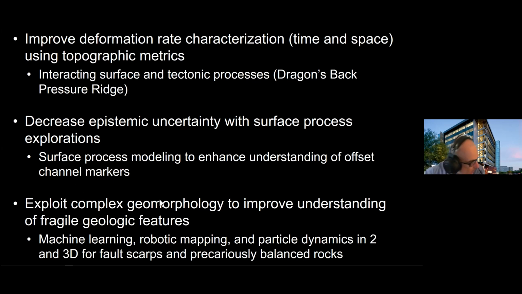So I apologize, I've gone on just a little bit long, but I'm now done. What I've tried to tell you about was the ideas of improving deformation rate characterization using topographic metrics. That was the dragon's backstory. Trying to decrease epistemic uncertainty with surface process explorations to understand how markers form. That was the second example. And then the third one was exploiting complex geomorphology to improve understanding of fragile geologic features. So with that, I'll stop and thank everyone for your attention.